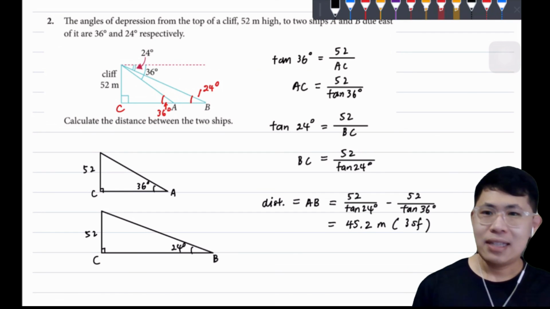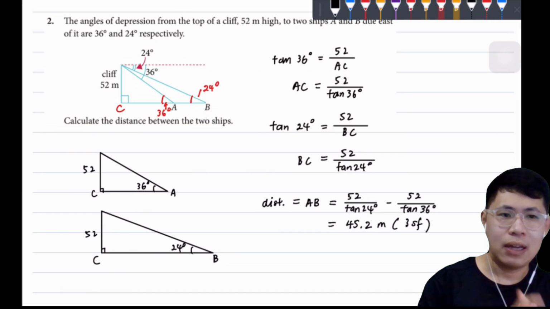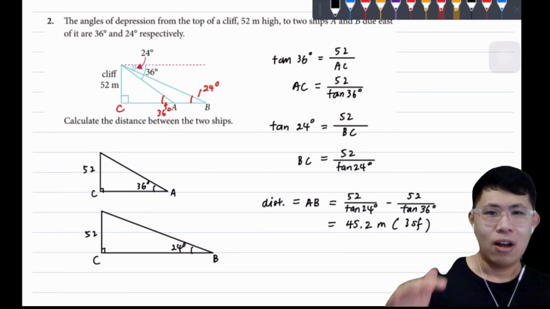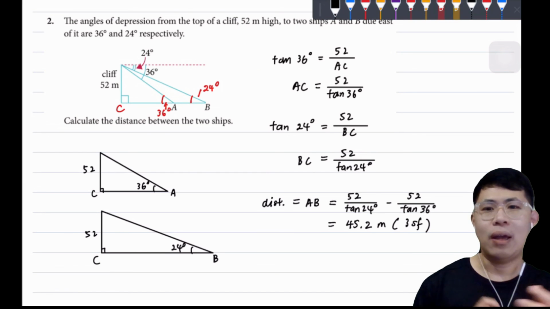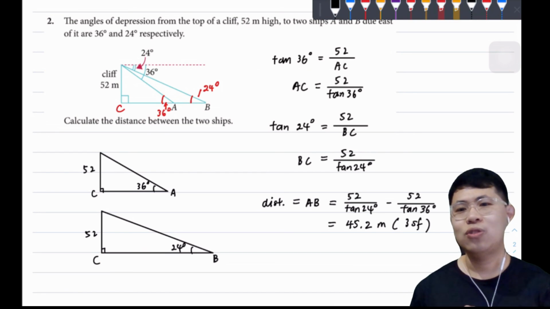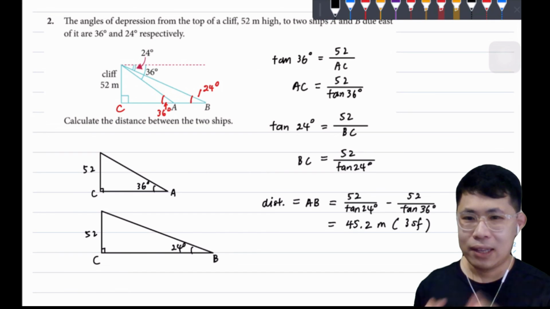So this ends our very first part of the application of trigo. We end off with angle of elevation and depression. Next up, we're going to look at bearings. So stay tuned and we'll enter bearings soon enough.